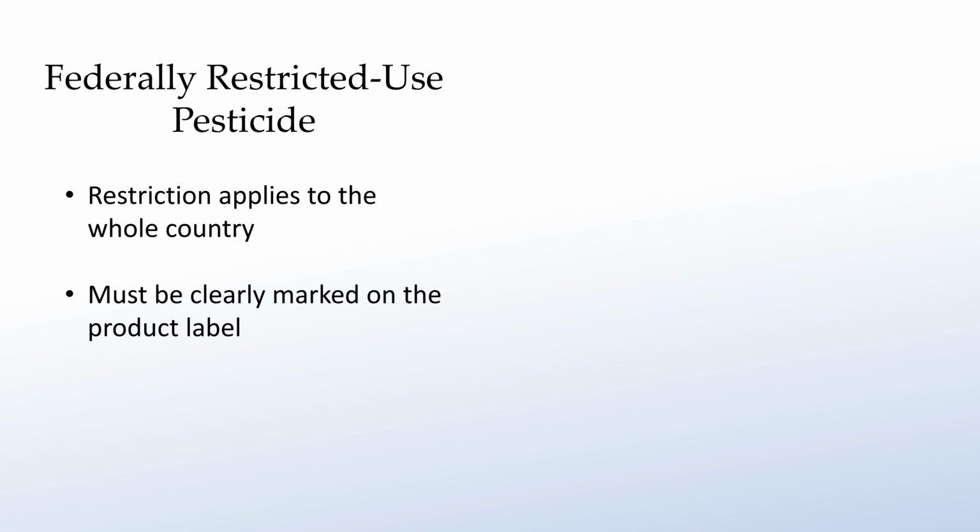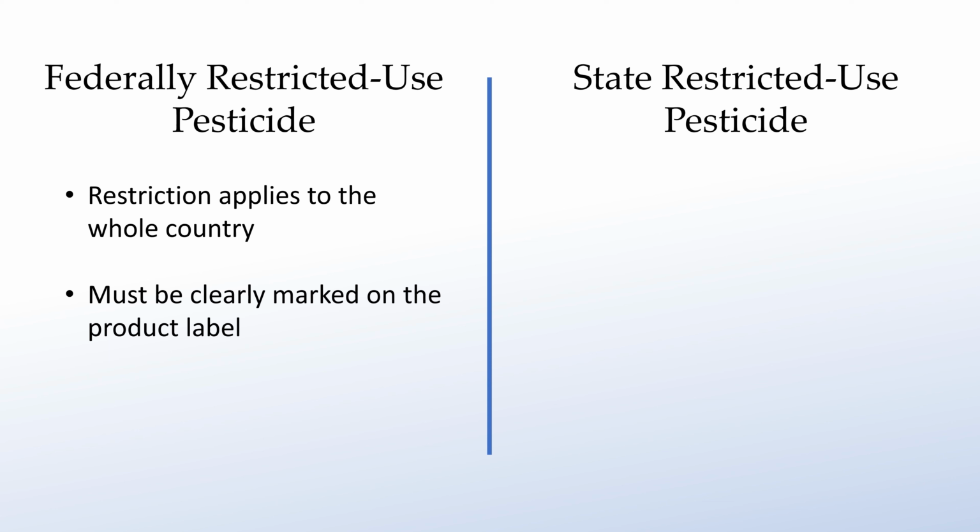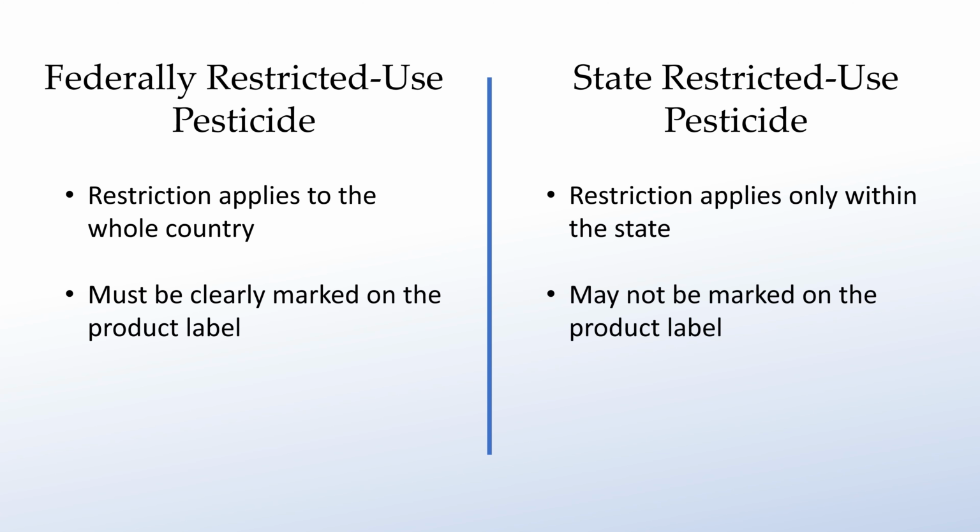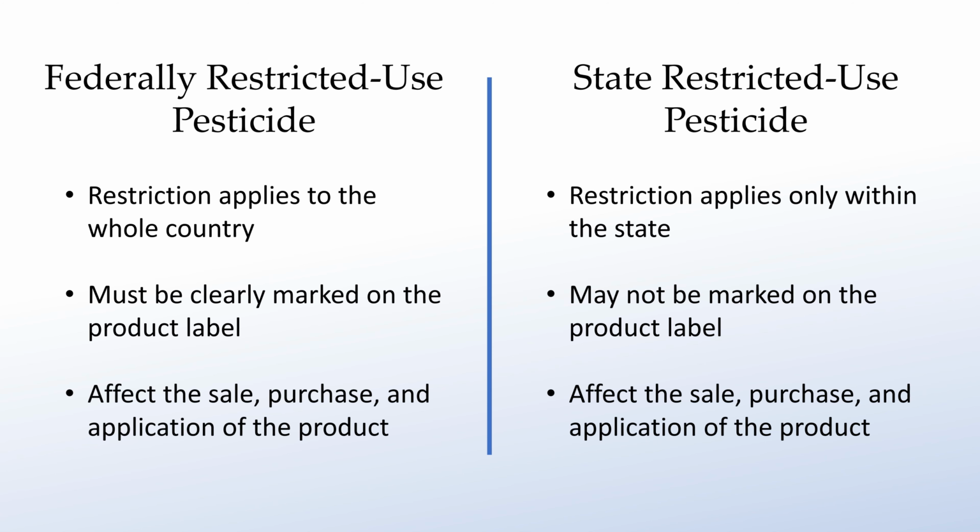on their product labels. A state restricted use pesticide is one that has been determined by an individual state to have the potential for unreasonable adverse effects because of local conditions. The restrictions only apply to the pesticide in that state, and products do not need to have a warning about the restriction on their label. Restrictions of both varieties affect the sale, purchase, and application of these products.